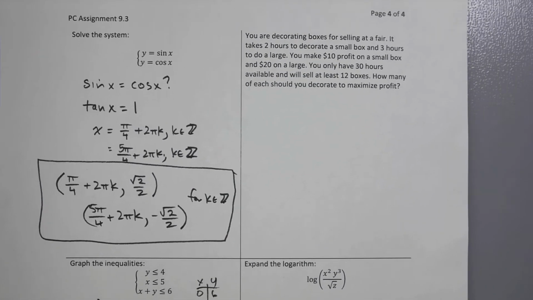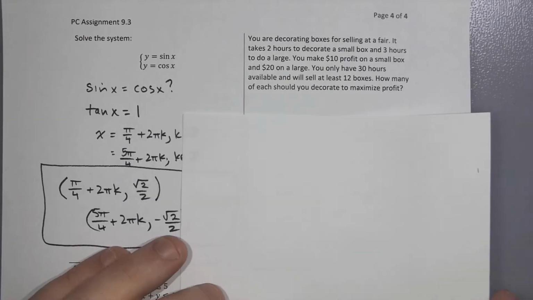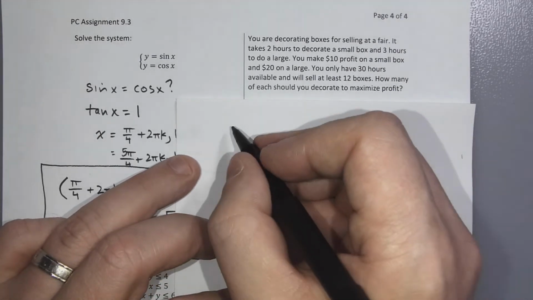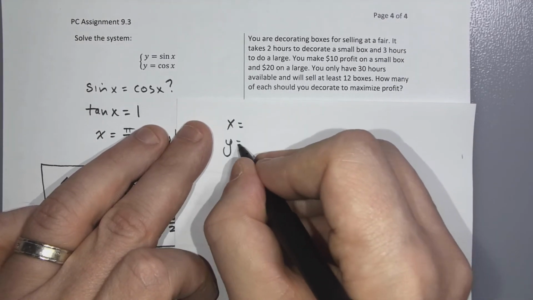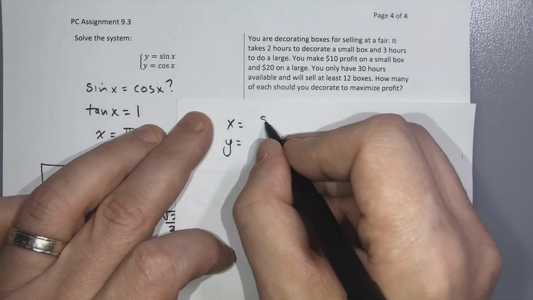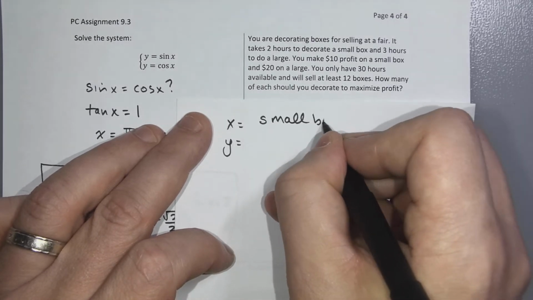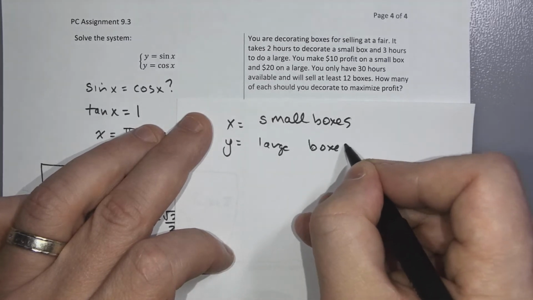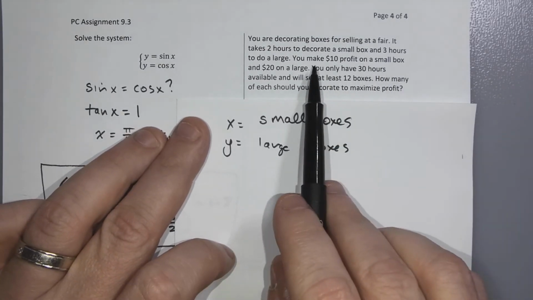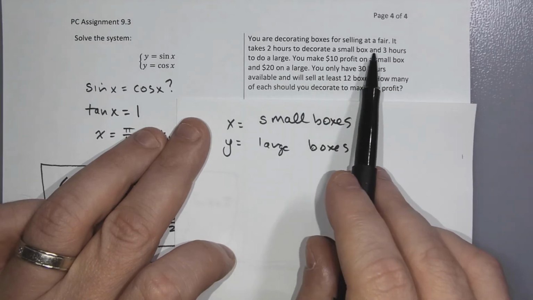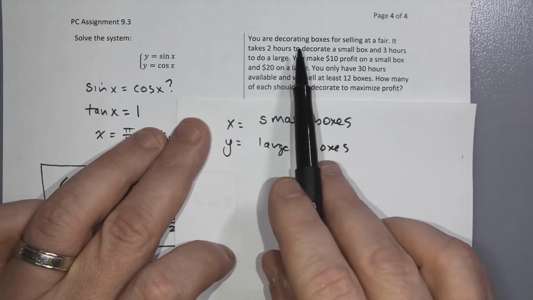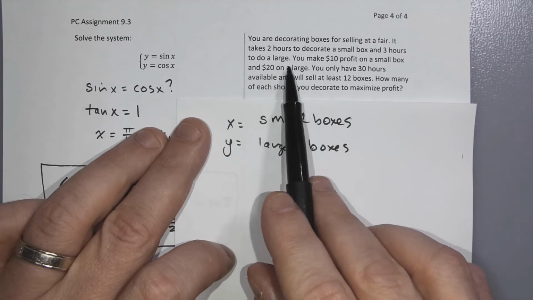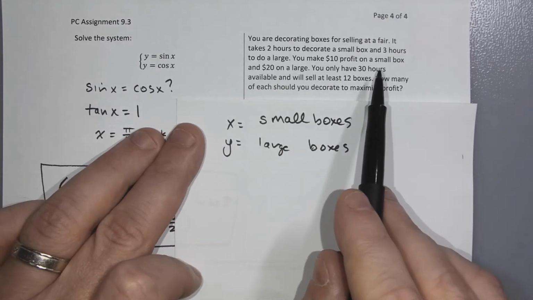Okay, you are decorating boxes for selling at a fair. It takes you 2 hours to decorate a small box and 3 hours to do a large. So we have small boxes and large boxes. Let me go x equals small boxes and y equals large boxes. And what is that information going to give me? It says that it takes, where's our constraint? Let's see, it takes 2 hours to decorate these, 3 hours to do these. There's our profit. Oh, there it is. We only have 30 hours available to work.